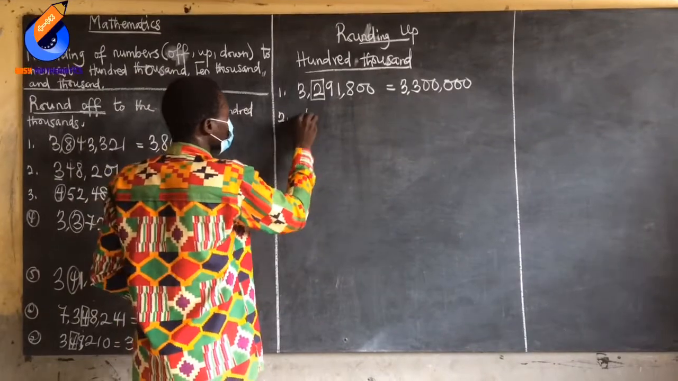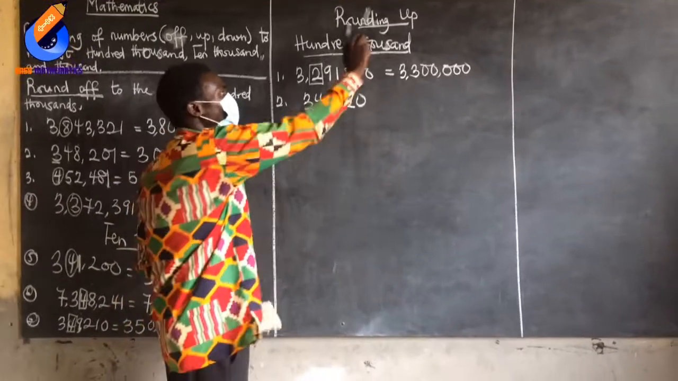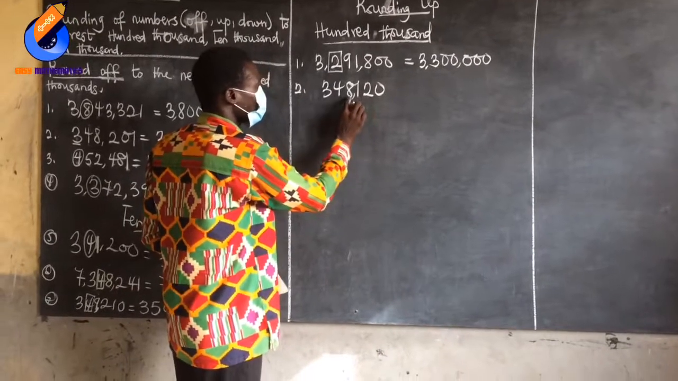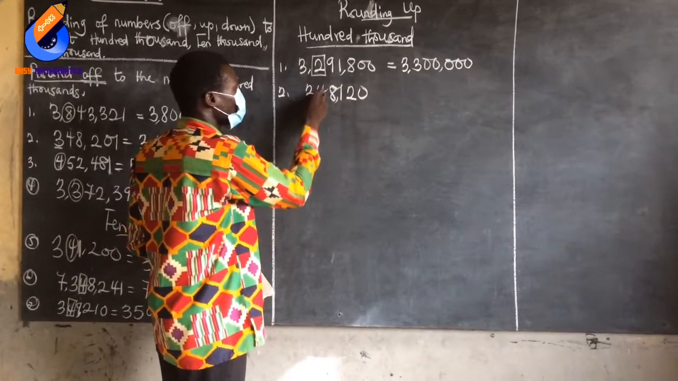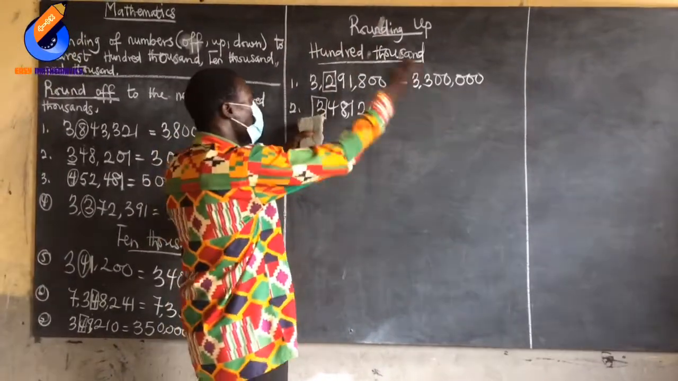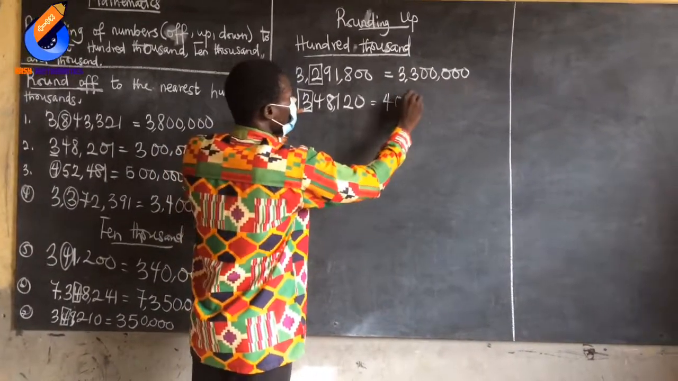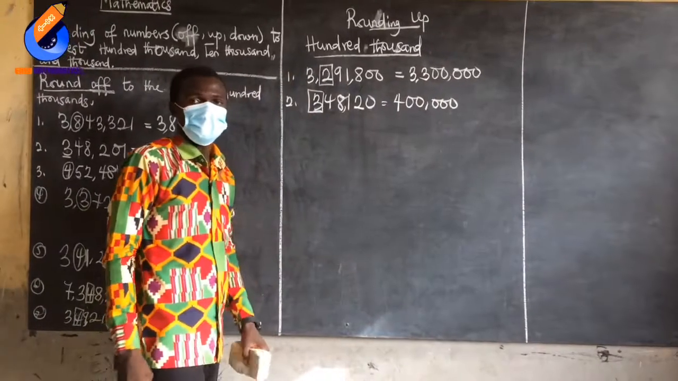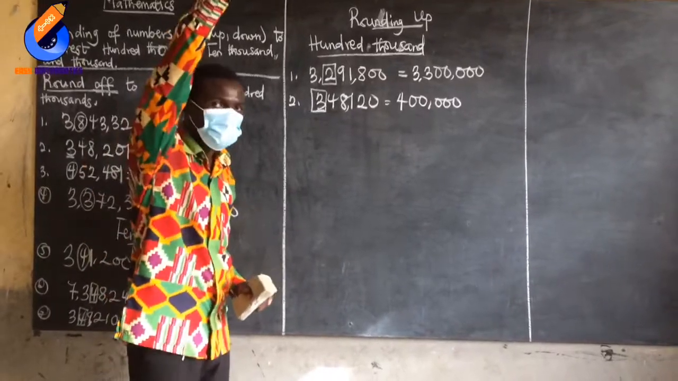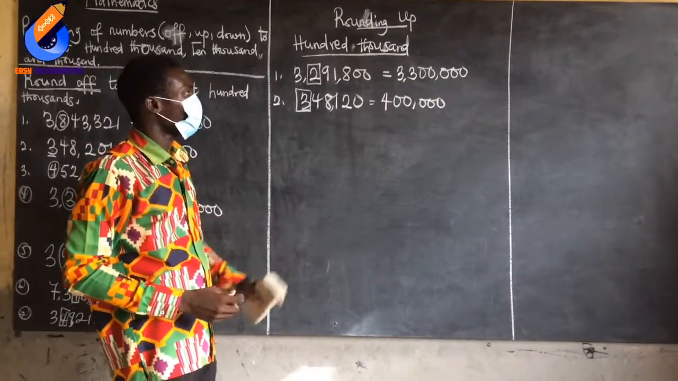Let's say we are rounding up to the nearest 100,000. So ones, tens, 100, 1,000, 10,000, 100,000. This is the number. Because I am rounding up, I will add 1 automatically to this 3, and that will give me 4. And I'll change these digits to 0. And this gives me 400,000 because we are rounding up.